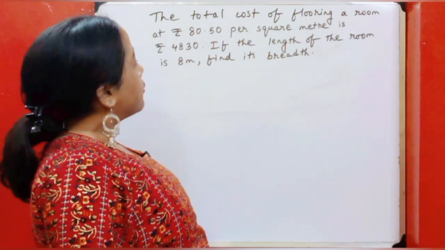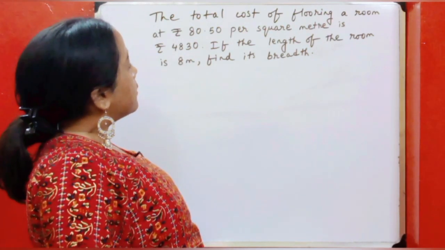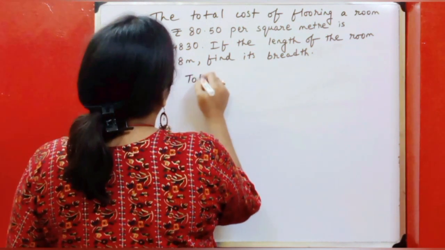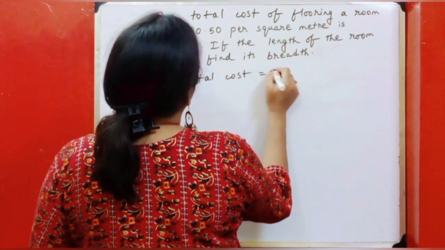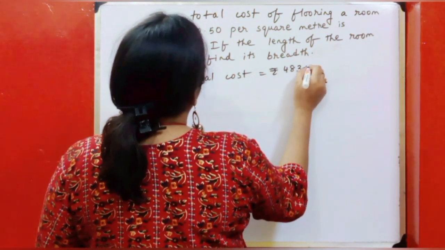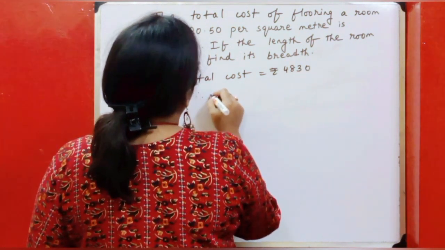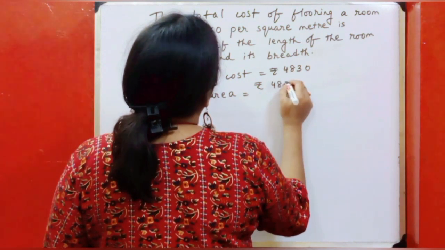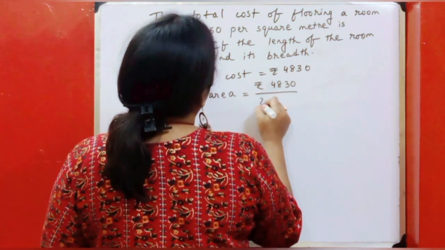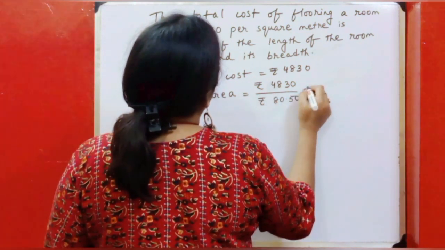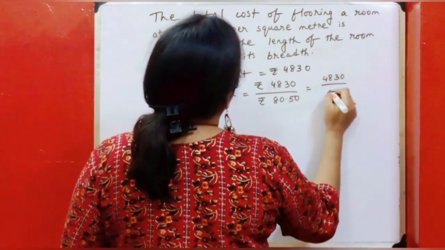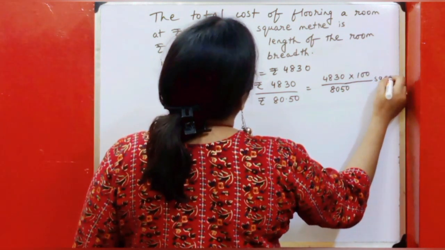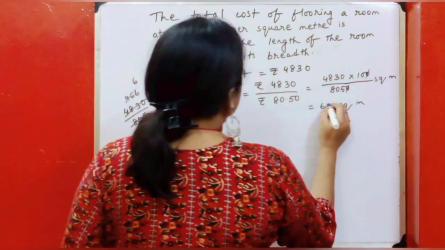The total cost of flooring a room at rupees 80.50 per square meter is rupees 4830. If the length of the room is 8 meter, find its breadth. Total cost is equal to rupees 4830. Therefore, area is equal to rupees 4830 by rupees 80.50. Which is 60 square meter.